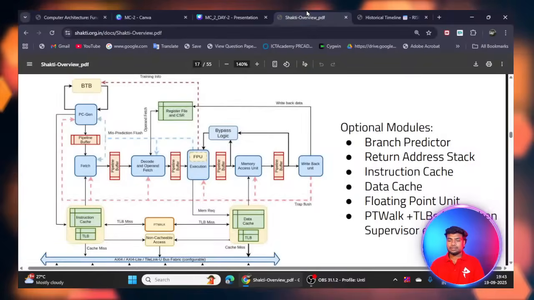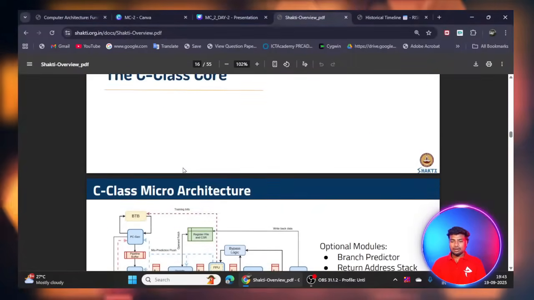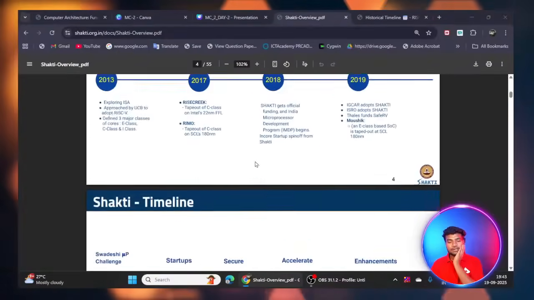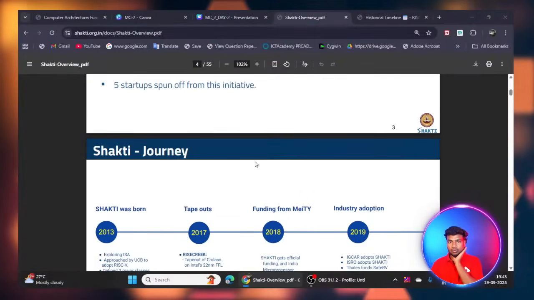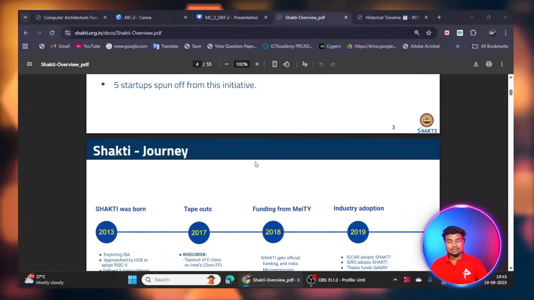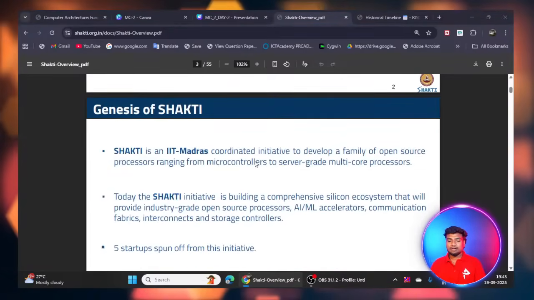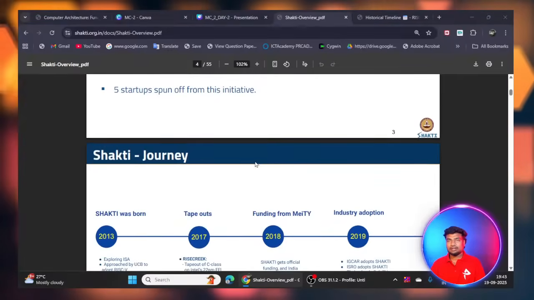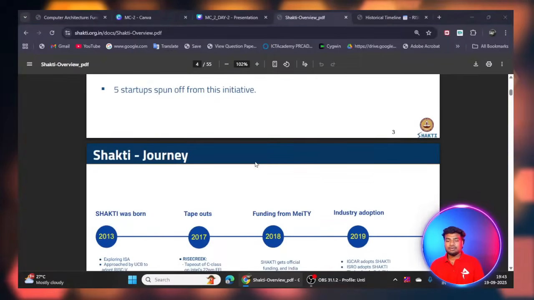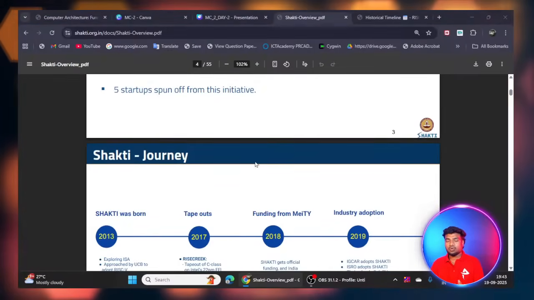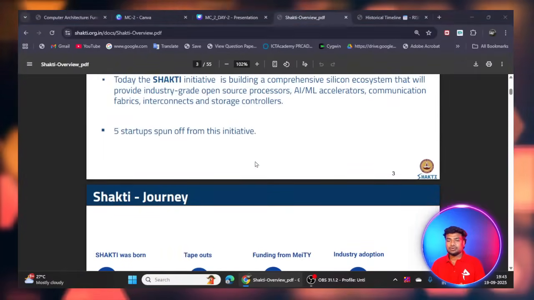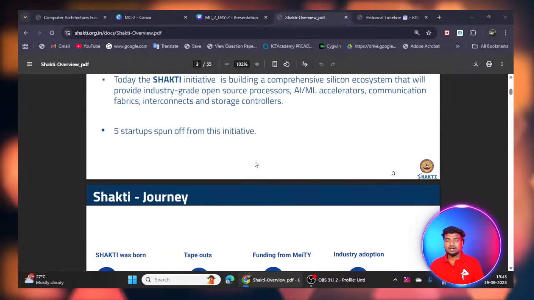I want to show something. There is a company called Shakti processor. Shakti processor is from IIT Madras. Do you guys know about IIT Madras? With Shakti, they built a processor. It is India's first processor, made as an Indian-own chip product. They are building SoC chips, processor chips, and controller chips.